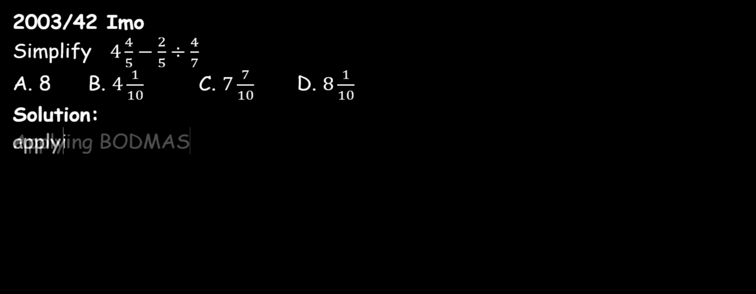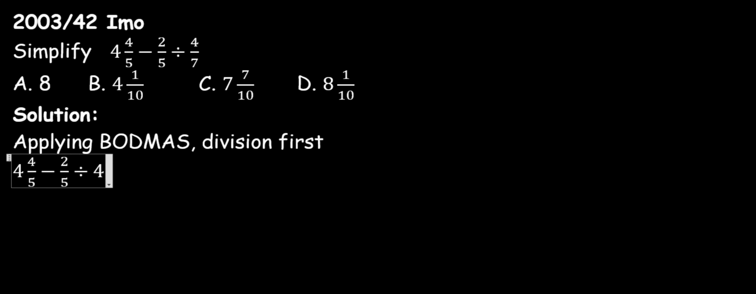Applying BODMAS, division first, our given problem will be equals to 24 over 5. We have changed the mixed number there to an improper fraction, minus 2 over 5 times 7 over 4. Division has been changed to multiplication, so hence we inverted the 4 over 7 to 7 over 4. Next, sometimes we cancel out in multiplication, those two items multiplying each other.